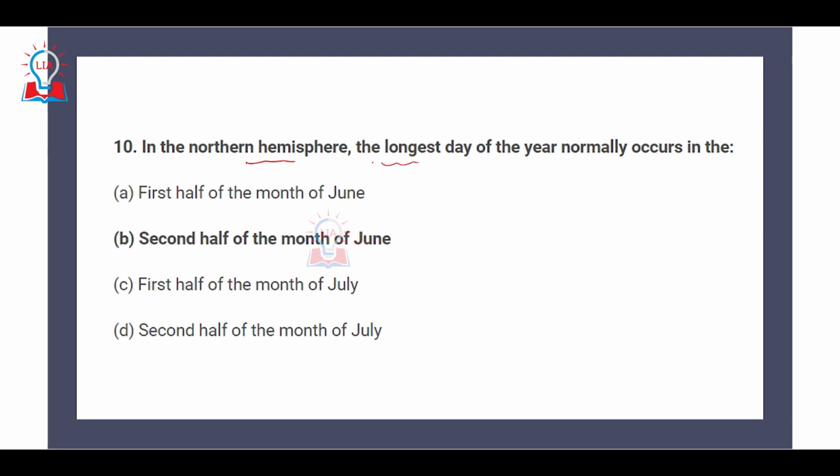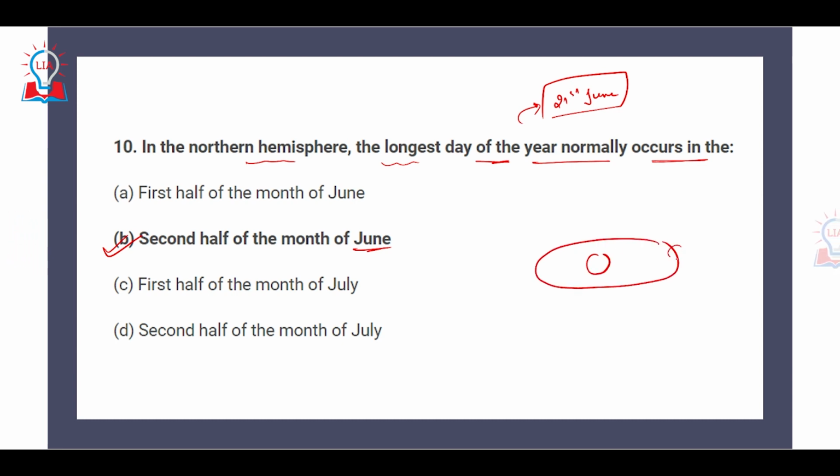In the northern hemisphere, the longest day of the year normally occurs when? So, the longest day of the year in the northern hemisphere occurs on the 21st of June. Obviously, if you look at this date, the second half of the month of June will be the correct answer. And the reason why we have this date on which we have the longest day has to do with the revolution of Earth around the sun on a tilted axis.